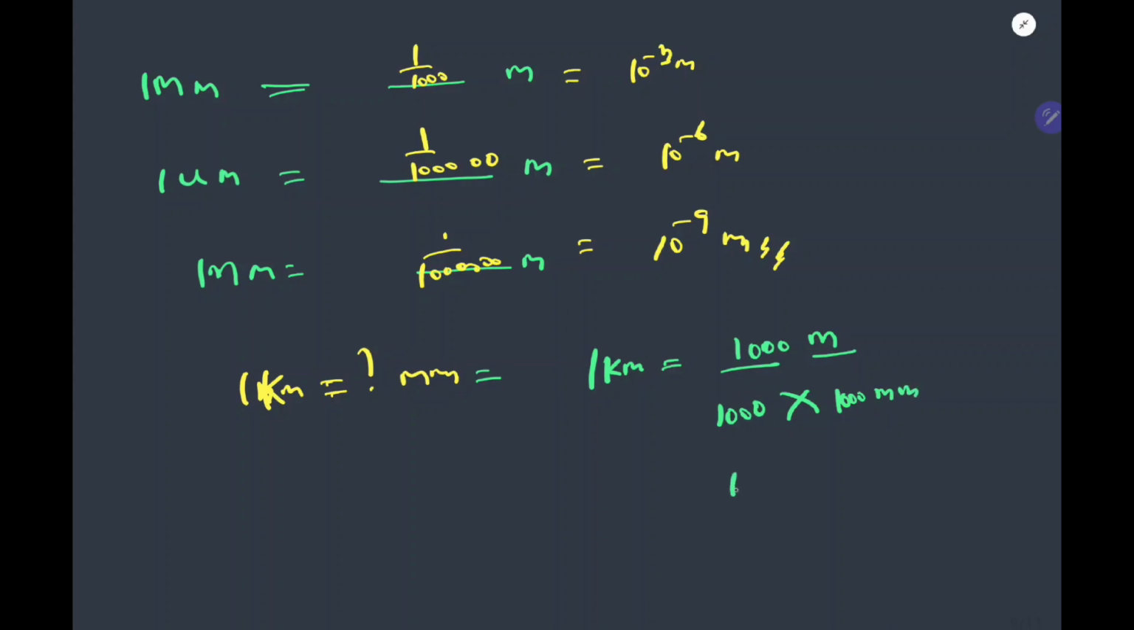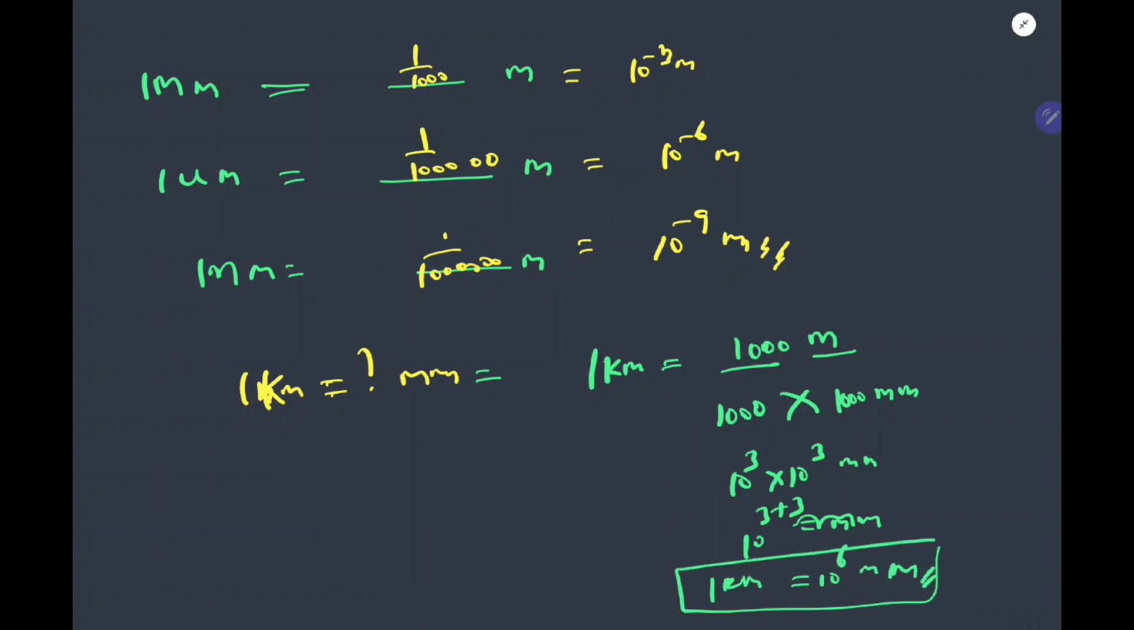So this is 1000 meters, 10 power of 3, into 10 power of 3 mm. So 10 power of 3 plus 3 gives 10 power of 6 millimeters. This is the final answer for 1 kilometer. Very simple answers. Just use your mind and your logic, and you can find the answers very easily. Nothing is hard in it.